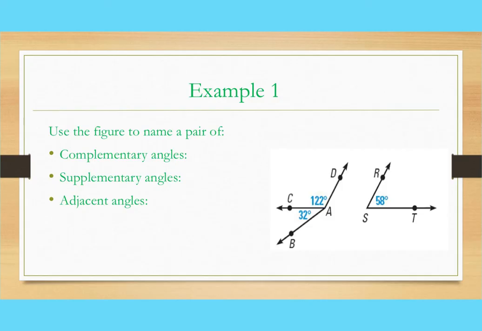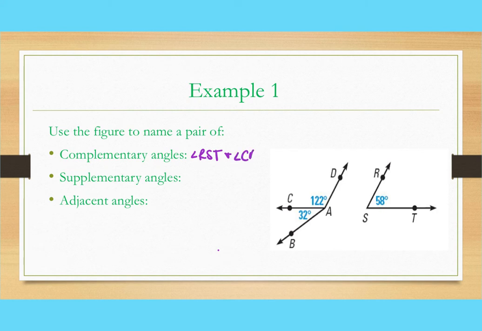All right, example 1 says use the figure to name a pair of A, complementary angles, B, supplementary angles, and C, adjacent angles. Give me a pair of complementary angles. Shanti. Wait, do they have to add up to 90? Yep. Jonathan. Okay, go ahead. RST and CAB.